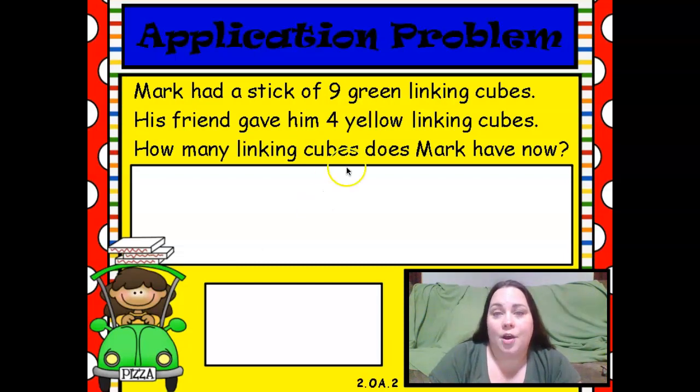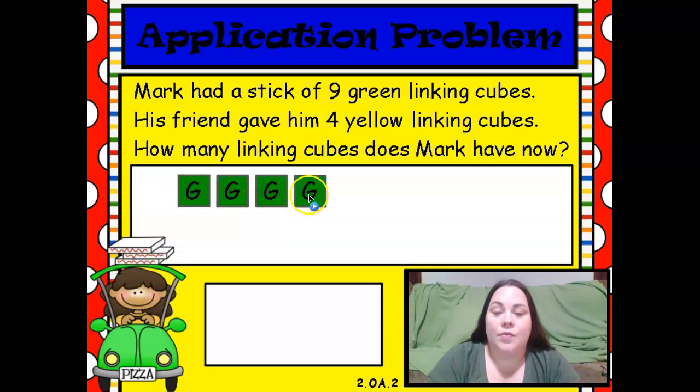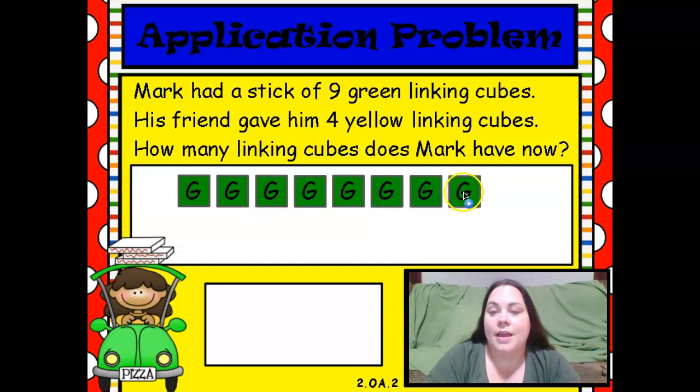So if you have a crayon at home, yellow and green, you can use those as well. If you don't, you can just make squares and write the letters inside of them like I do. So I'm going to first start by looking at my first sentence. Mark had a stick of 9 green linking cubes. So I'm going to show his 9 green linking cubes. And go ahead and do this in your practice book with me. 1, 2, 3, 4, 5, 6, 7, 8, 9. 9 green linking cubes.